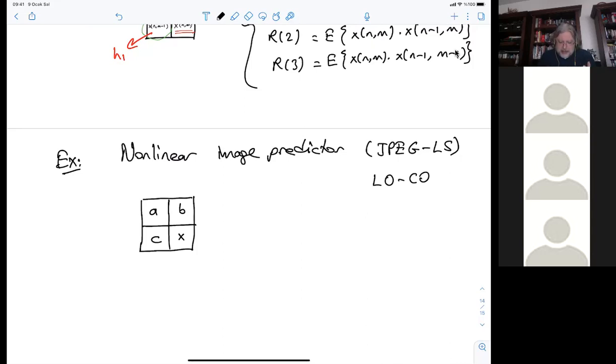I'm not multiplying a by a coefficient h1, b by h2, and c by h3 and combining. That would be a linear filter. Instead, the prediction, which is x hat, works like this. It's equal to c. The prediction is immediately c if a is greater than c and b is also greater than c.